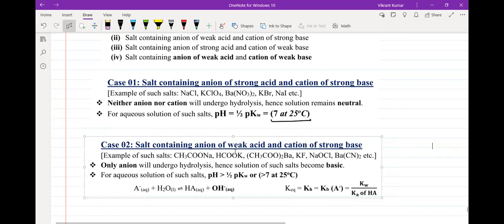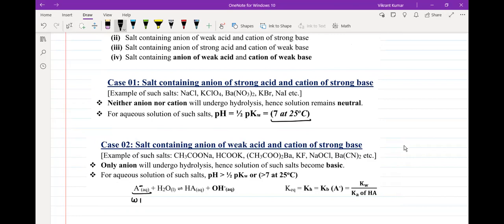Now, the first point, we will discuss qualitatively. If an anion undergoes hydrolysis, we have seen this reaction. Hydrolysis of the anion means its behavior is as a weak base, and a weak base will make the solution basic. Simple. It will not make it very basic, but it will make it basic. That's why we say that as a result of hydrolysis of this anion, OH minus is being released, and that's why the aqueous solution of such salts will be basic in nature with pH greater than half pKw, or greater than 7 at 25 degrees C.